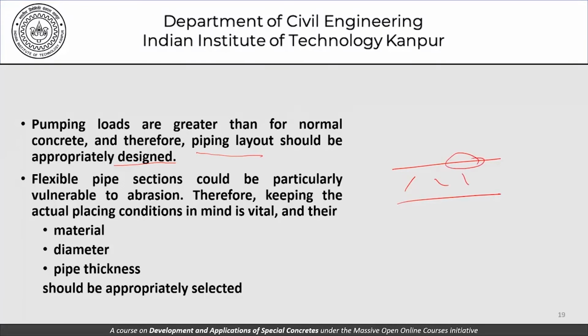the fibers here will abrade the surface of the pipes internally, and that needs to be borne in mind. It is important to check the material of the pipes, the diameter, and the pipe thickness. These things are also critical to keep in mind when we are talking of using fiber-reinforced concrete in construction. So if you are using fiber-reinforced concrete, it's not only your concrete equipment, in fact, also the pipes that are used to carry the concrete from the agitator truck to the site of placement. They should also be properly accounted for.